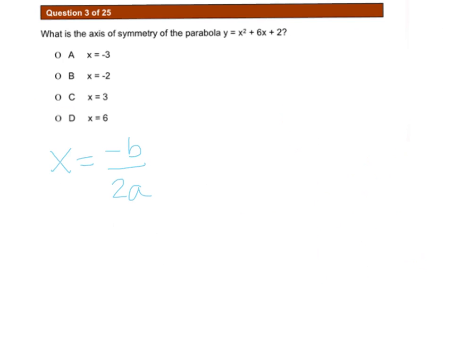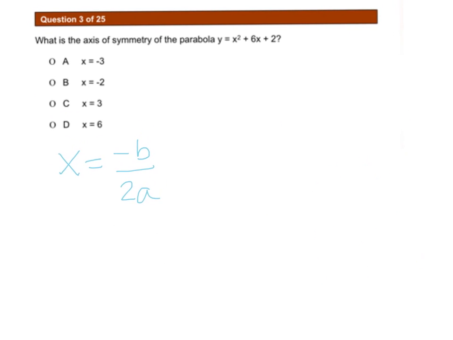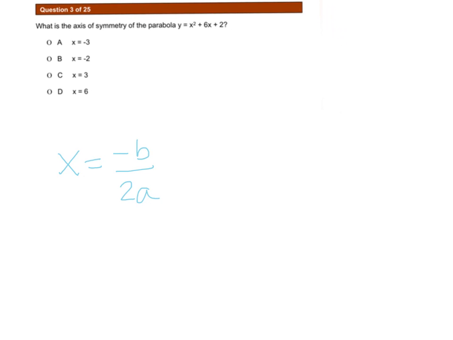Problem number 3. What is the axis of symmetry of the parabola y equals x squared plus 6x plus 2? And we came across a formula to find the x-coordinate of the vertex. So again, the axis of symmetry goes through the vertex. To find the axis of symmetry, we use this formula right here. x equals negative b over 2a. Well, what do the b and a correlate to?